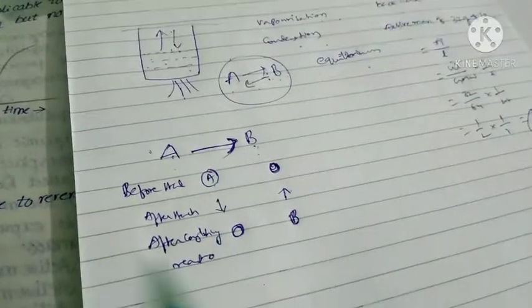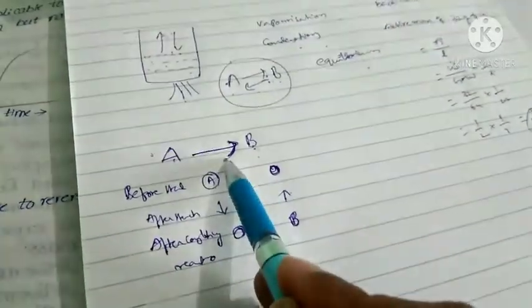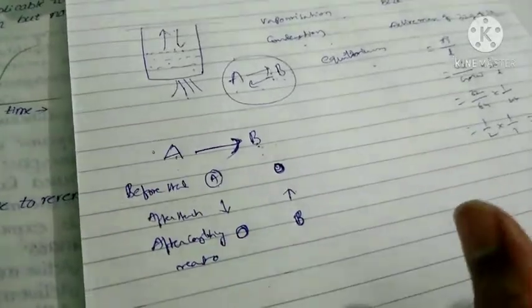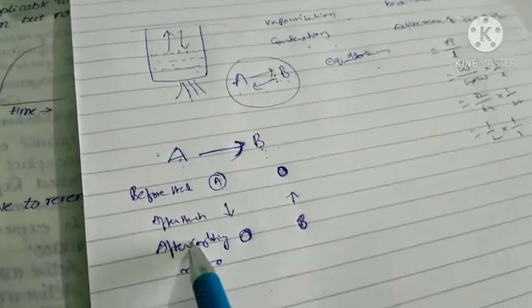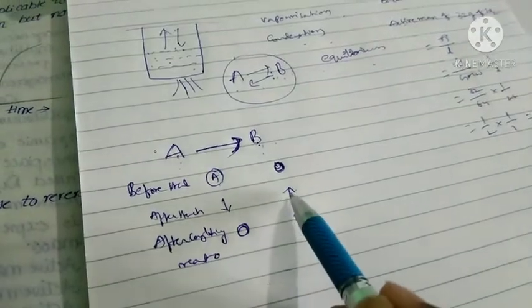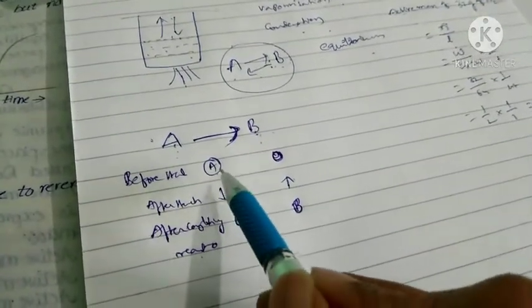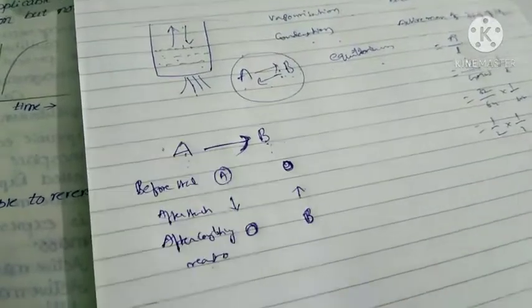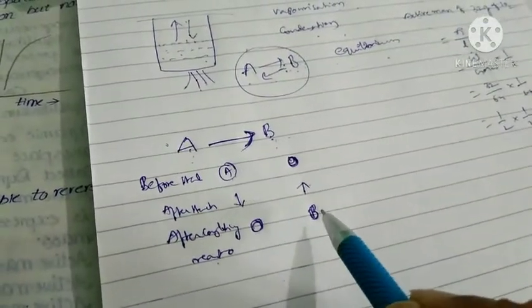I repeat this example, listen carefully. Let us assume I take one reaction. In that reaction, A is the reactant, B is the product. This arrow mark indicates that A is converted into B. Before starting the reaction, we have only A. We don't have B, because before starting the reaction we have reactants only, we will not have products. When the reaction is started, the concentration of A slightly decreases and the concentration of B slightly increases. After completing the reaction, the concentration of A completely becomes 0, because we will not have reactants at all. We will have only products, so the concentration of A will be 0 and the concentration of B will be high.